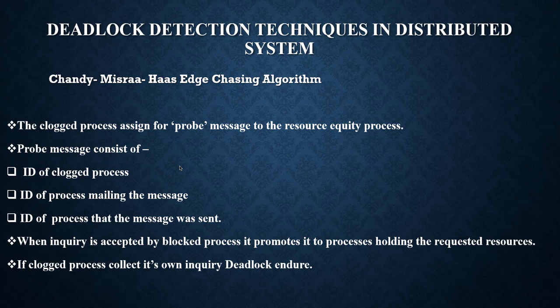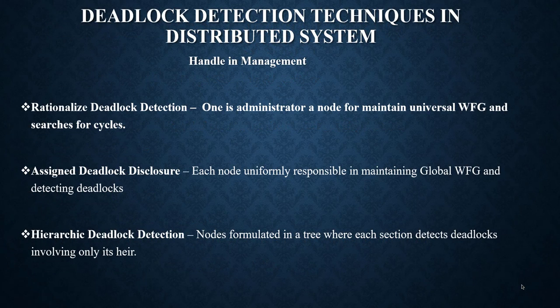The other one is the Chandy, Misra and Haas edge-chasing algorithm. In this algorithm, a blocked process sends a probe message to the process holding the resource. The message has three fields: the ID of the blocked process, the ID of the process that sent the message, and the ID of the receiving process. When a process accepts the message while blocked, it propagates it to the processes holding the requested resources. If the blocked process receives its own probe, a deadlock is detected. And this is the handling management.